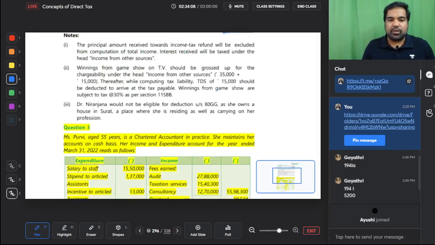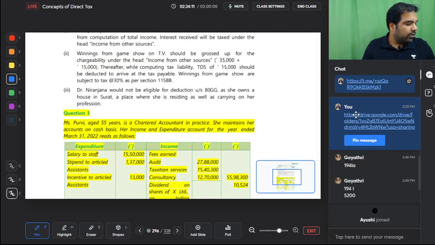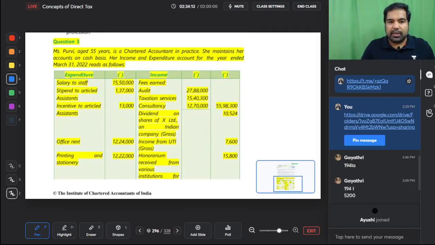That is the second question. Moving to the third one right now. Over to you all. First read this and then we will discuss.